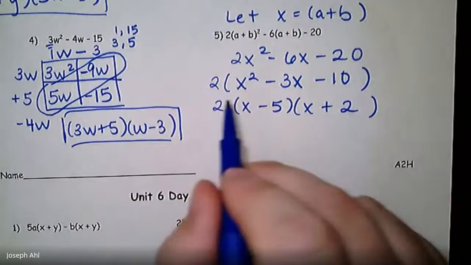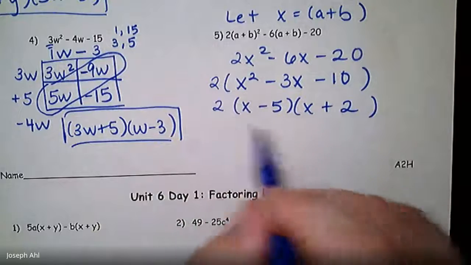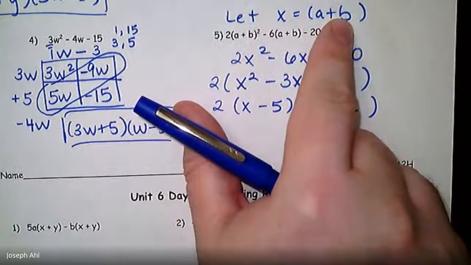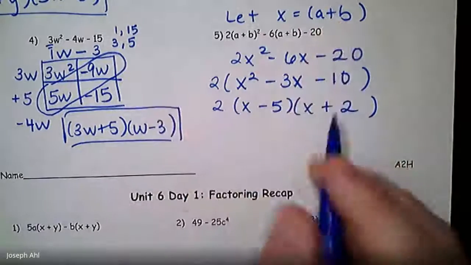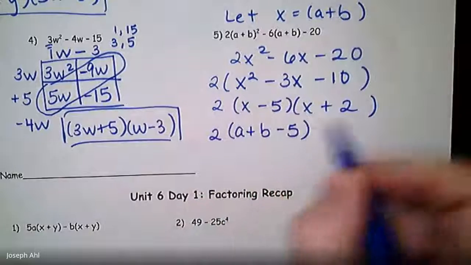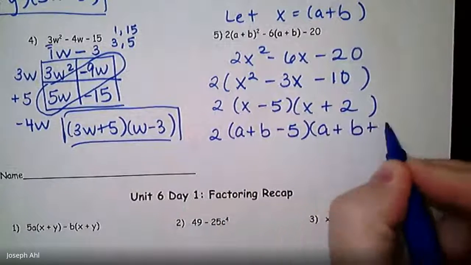And this is factored, and we have to do one more step. It actually is completely factored, except for the fact that we have to make our dummy variable replacement here. Okay, so in the last and final step, we're going to replace every x with the quantity a plus b. So it's a plus b minus 5 and a plus b plus 2.